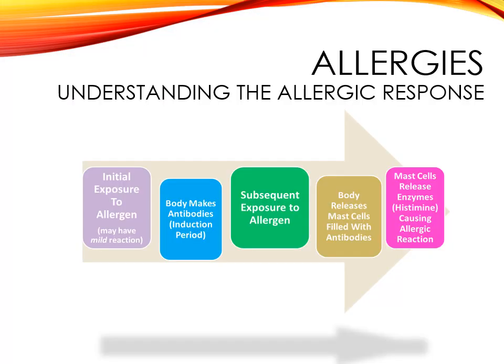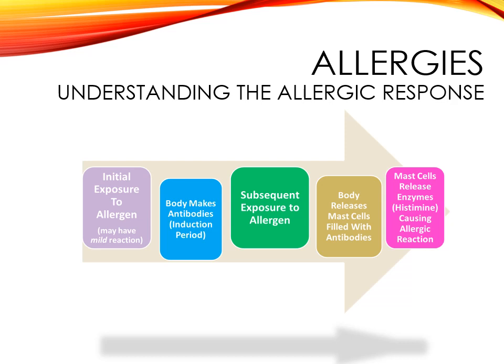Let's examine what happens during the allergic response. You have an initial exposure to an allergen. You may have a mild reaction, or you may have no reaction at all. Then the body makes antibodies. This period between the initial exposure to the allergen and the time that you have the allergic response is known as the induction period. The induction period can last minutes, hours, days, weeks, months, years, or decades.